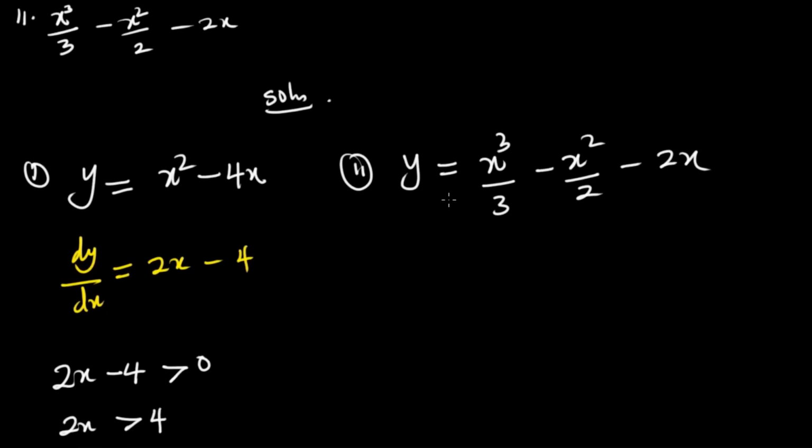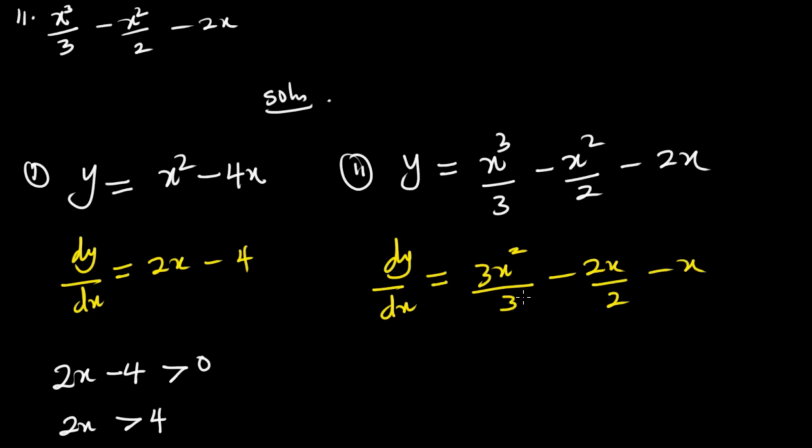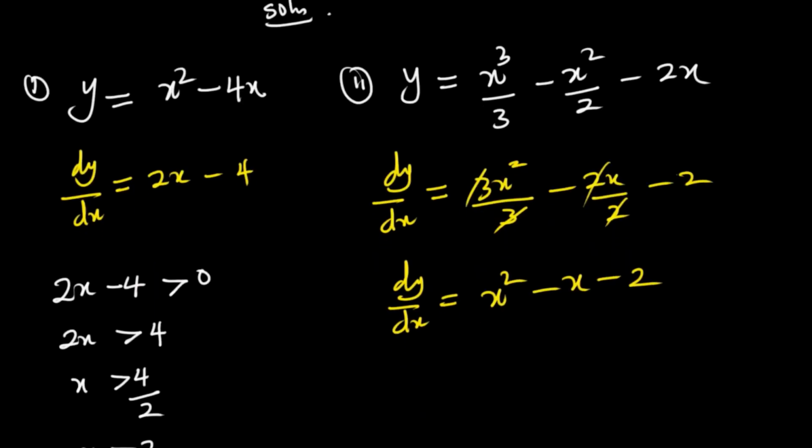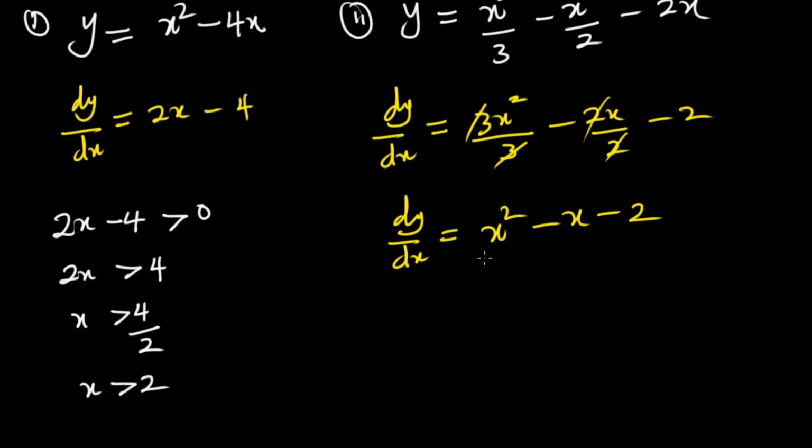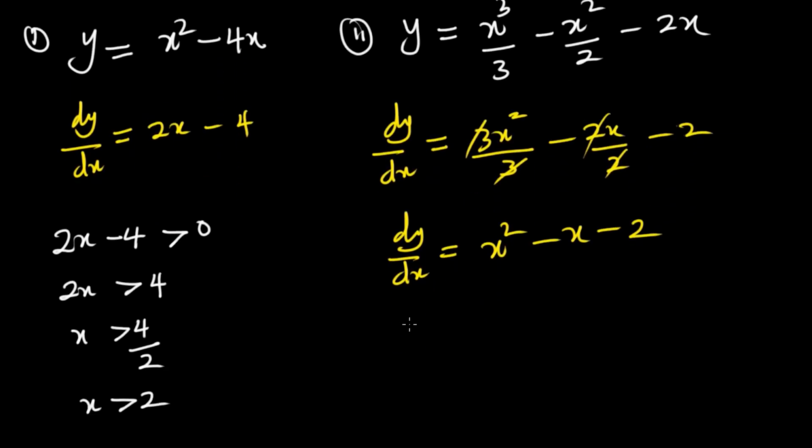So the first thing, as always, is to find dy over dx. Here I'm going to have dy over dx equal to 3x squared over 3 minus 2x over 2 minus 2. So 3 cancels out, 2 cancels out, and lastly I have dy over dx equals x squared minus x minus 2. If you study this very well, this is a quadratic expression, and we have to equate it to be greater than 0 for this function to be an increasing function. So we are going to have x squared minus x minus 2 is greater than 0.